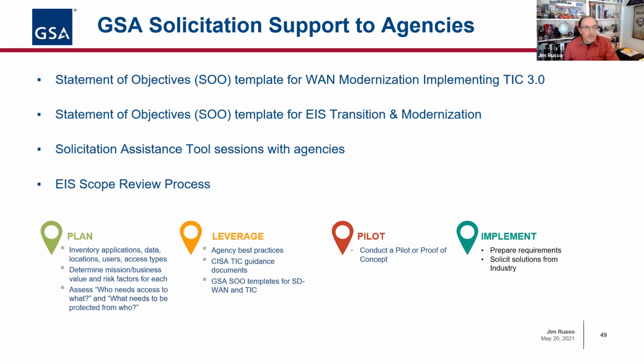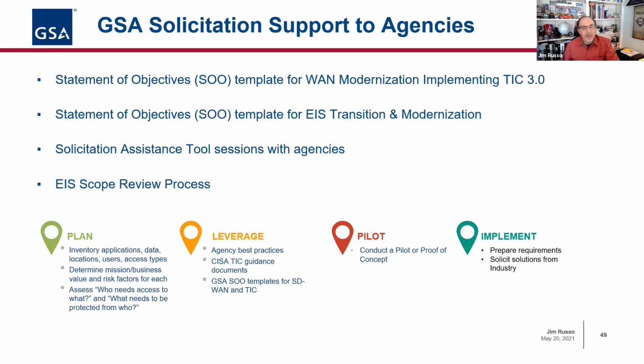Finally, we offer a scope review process that any solicitation going through EIS would come in to us for a quick scope review, which we turn around very quickly, to make sure it's technically within scope and meets the terms and conditions of the contract, and then allow the agency to go ahead and post that for a request for proposals. So it's very similar to what you would do for any modernization. You plan, you leverage what others have done, pilot your solution if you can, and implement it.